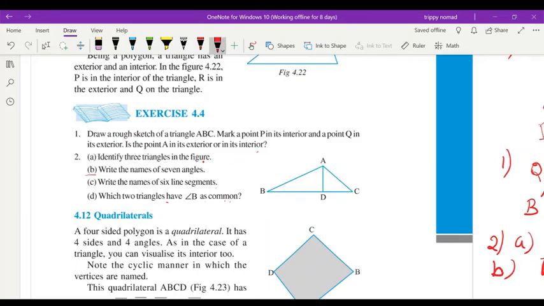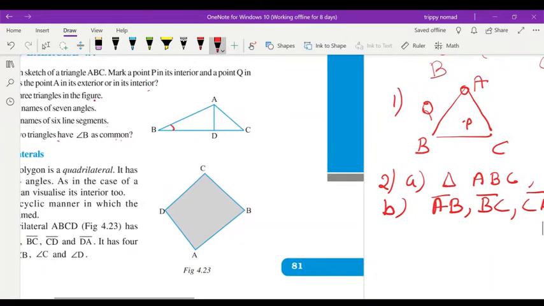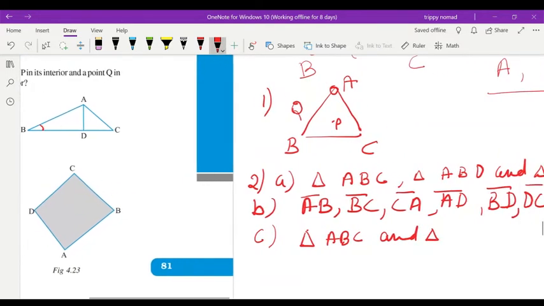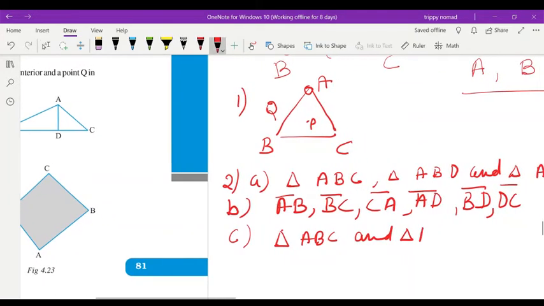Which two triangles have B as a common? This is an angle of this first, and then this complete triangle also. So which two triangles have the common? This one, part C question. Triangle ABC and triangle, which one? Triangle ABC and ABD, triangle ABD. I hope you understood children about this, everybody.